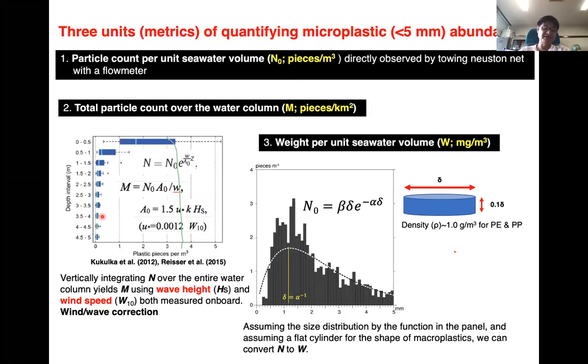This bar chart shows the vertical distribution of the microplastic abundance at 0 to 1 meter, 2 meters, and so on. You can find that the microplastic abundance, the concentration of the microplastic, decreases exponentially as we move to the deeper layers. Because microplastic is mostly lightweight, lighter than seawater, since it is mostly made from polystyrene, polyethylene or polypropylene, of which density is smaller than seawater.